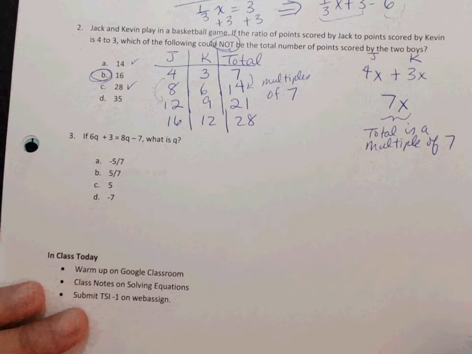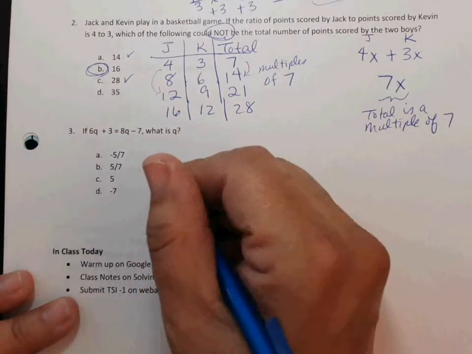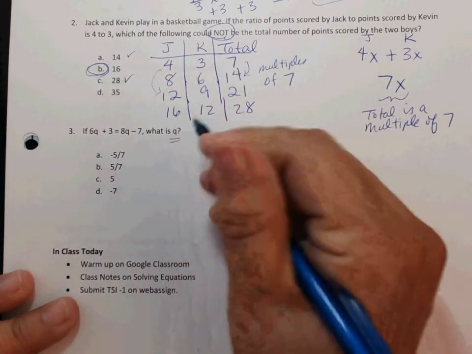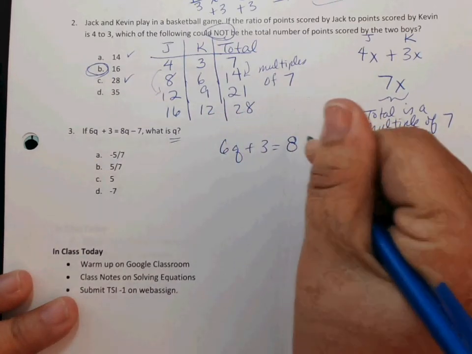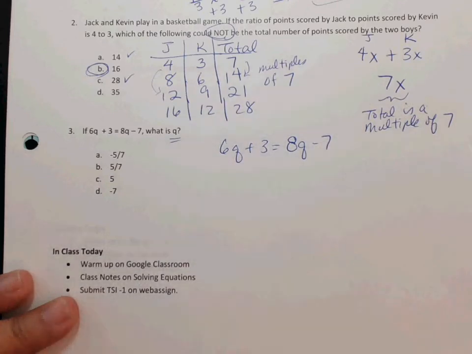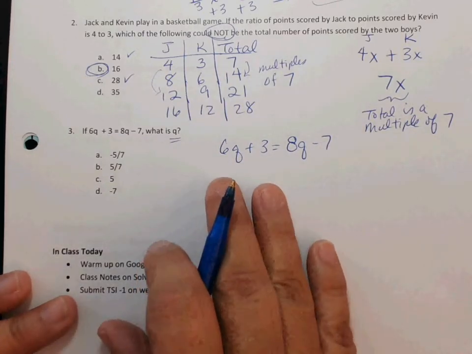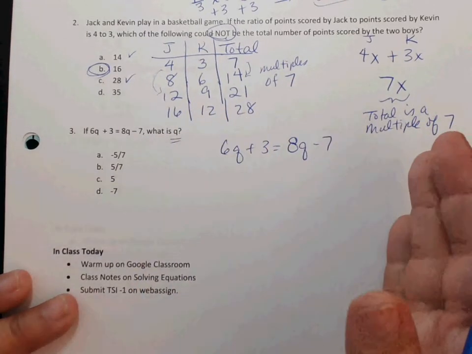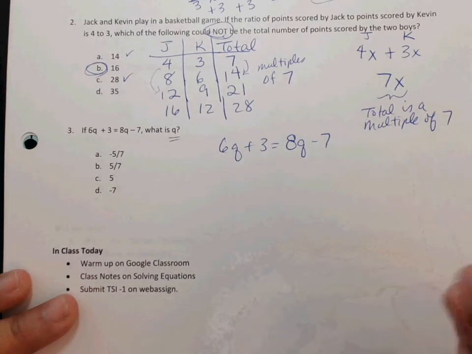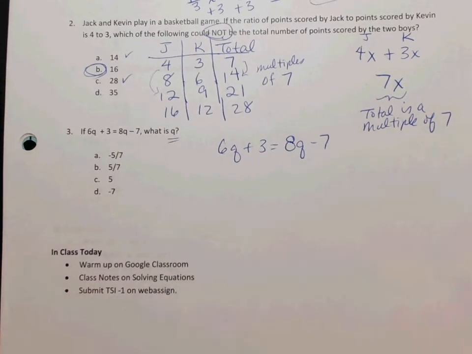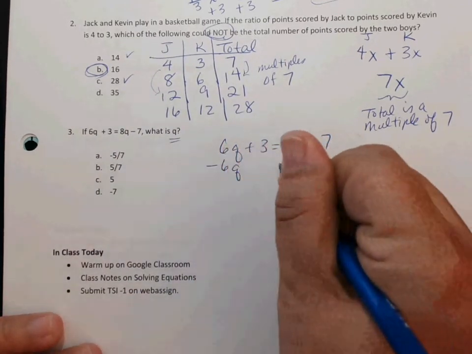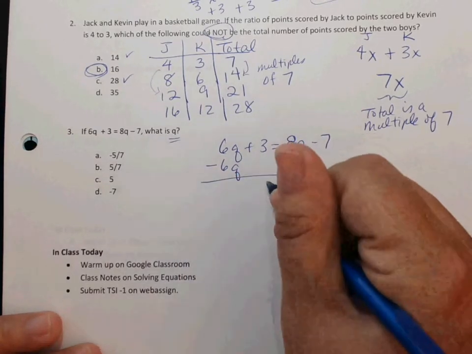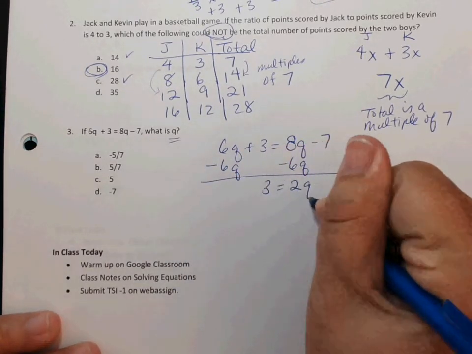All right, number 3. Q plus 3 equals 8Q minus 7. They want to know what Q is. Now, some people freak out when the variable's on the right side. Other people freak out when the coefficient is negative. So it's half a dozen of one, 6 of another. So I'm going to go ahead and put my variable on the right side, because I like positives. Yes, I'm biased against negative numbers.